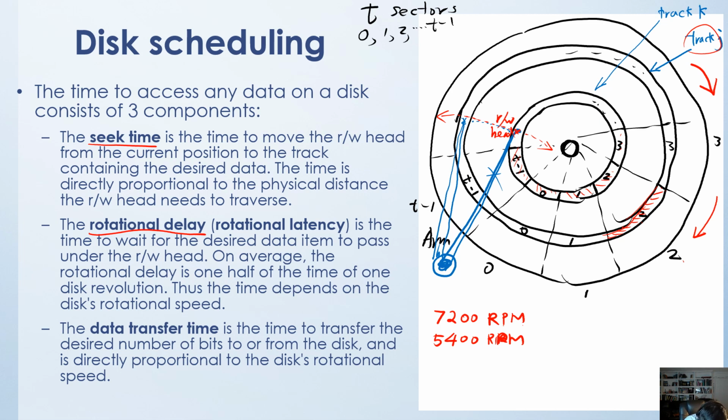And then the third component is the data transfer time. So first, the seek time: you need to move the arm to the right track. Second, the rotational delay: you rotate the disk to move the right sector so the read and write header can access it. And then the data transfer time is the time to transfer the desired number of bits to or from the disk, and it is directly proportional to the disk rotational speed. So the data transfer time depends on how fast the arm moves and how fast the disk rotates.